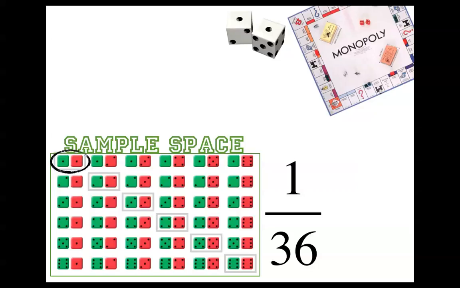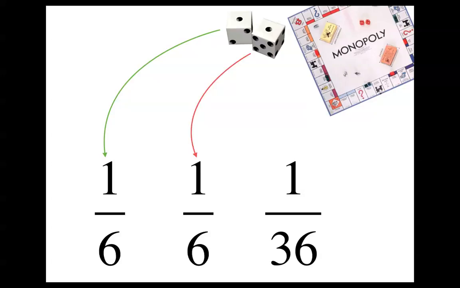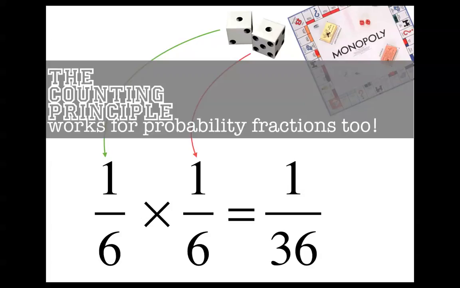Now, I didn't really have to list the whole sample space here though, because I could use the counting principle instead. When I rolled the first die, I had a 1 in 6 chance of getting a 1, right? When I rolled the second die, I also had a 1 in 6 chance of rolling a 1. And using the counting principle, I can just multiply those 2 fractions together to find my overall probability, because I do 1 times 1 on the top, 6 times 6 on the bottom, and I have 1 in 36 probability of getting Snake Eyes. What I'm trying to show you here is that the counting principle works for probability fractions just like it helps us to determine the total number of outcomes.